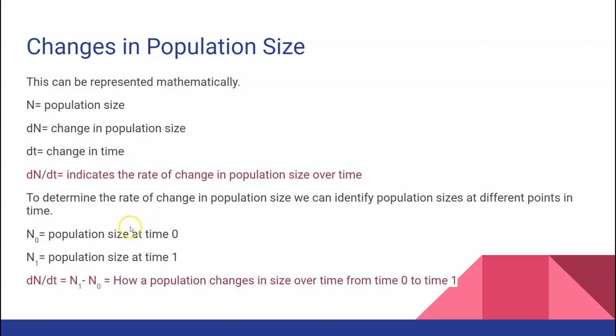To determine the rate of change in a population size, we can identify population sizes at different points in time. So N0 is the population size at time 0, and then time passes, and we could see N1. That would be the population size at that first time that we're checking in. So typically, the change in the population size over the change in time is equal to N1 minus N0. So that's how population changes in size over time.